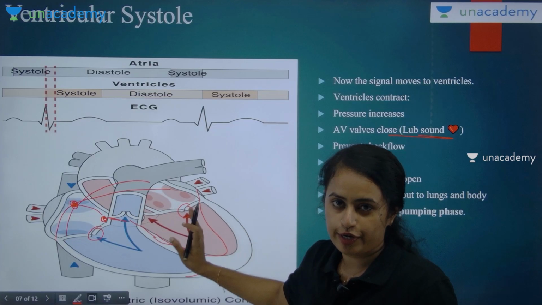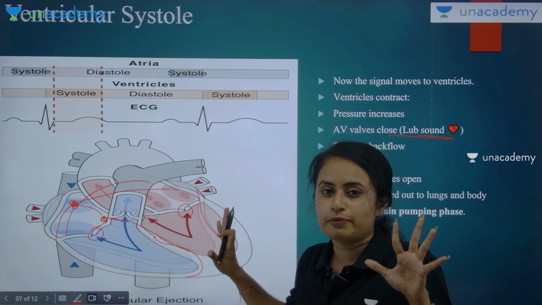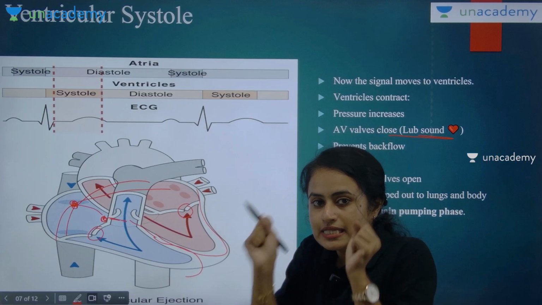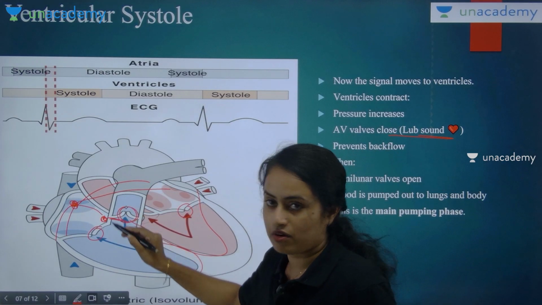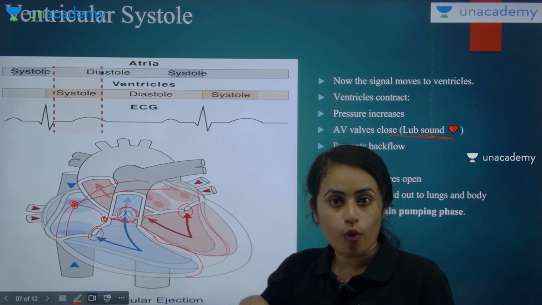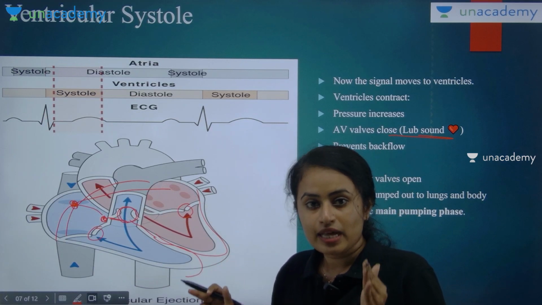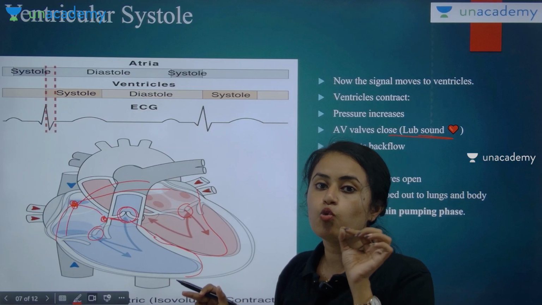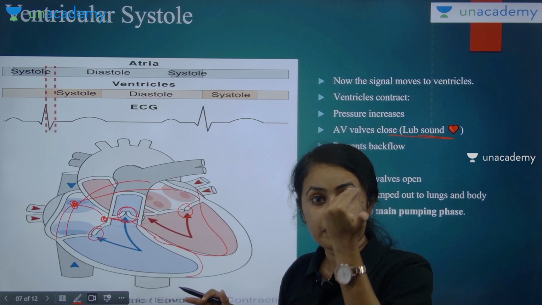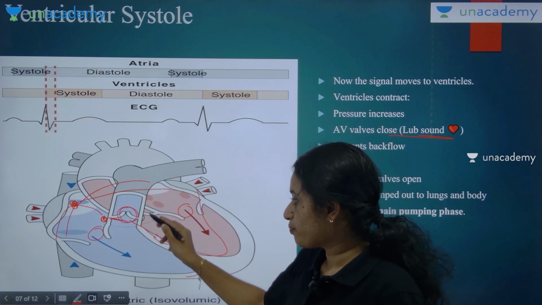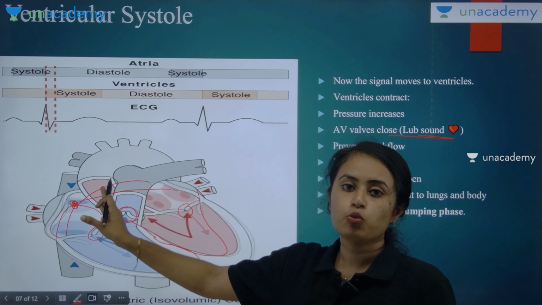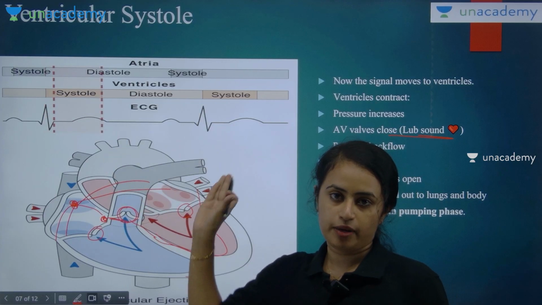So this AV valve undergoes closure. All the blood is in the ventricle. The ventricle is completely filled with blood. It undergoes a sudden contraction, and that results in the opening of the semilunar valve. So from the right ventricle, with the help of the pulmonary artery, the blood will move on toward the lungs, and from the left ventricle, it will move on to the aorta towards different parts of the body.